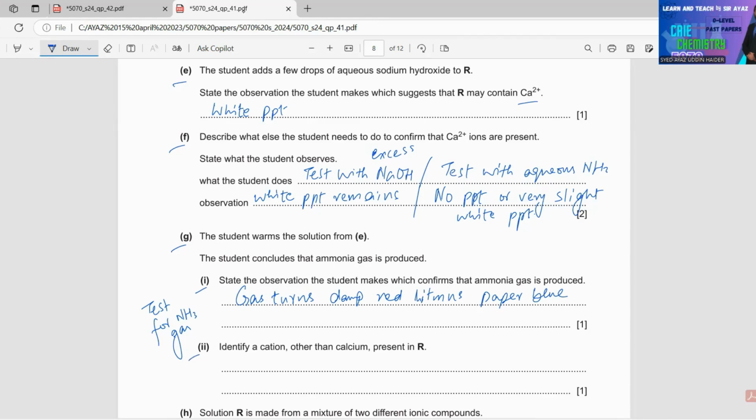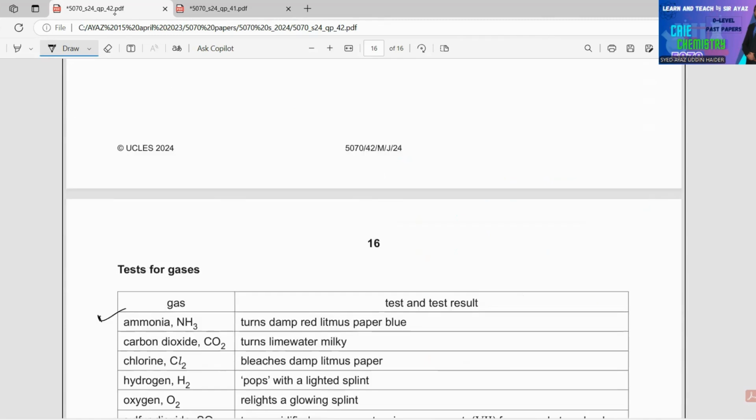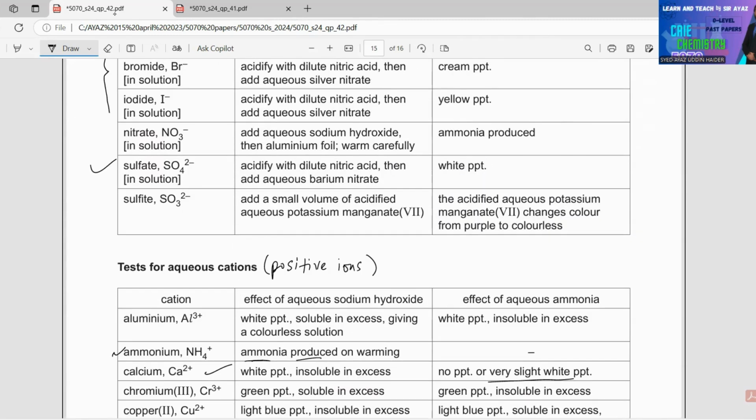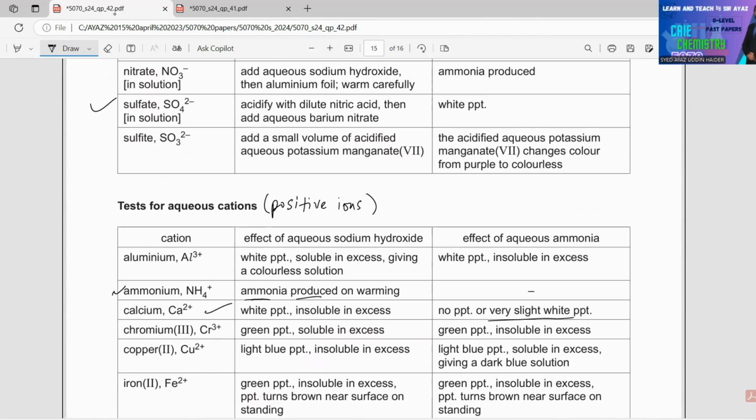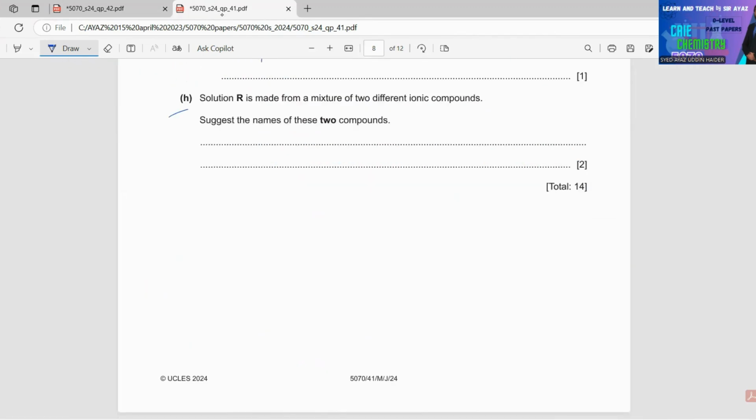Number 2, identify a cation other than calcium present in R. Definitely looking at these observations, it must be NH4. You see here, test in the cations, NH4 plus, it's producing ammonia on warming. H. Solution R is made from a mixture of two different ionic compounds. Suggest the names of these compounds.